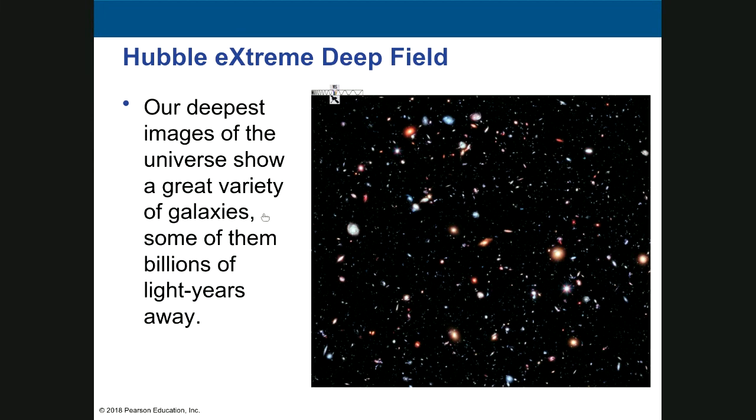So our deepest images show the great variety of galaxies, some of them billions of light years away. And in fact, we'll watch a video as soon as we introduce this section of different types of galaxies. I'll send you a link for a video to watch so we can get some perspective on different sized galaxies. I just want to see where a good cutoff point for that would be. Probably after this section. Okay, so let's take a look at some of the stuff we're seeing in this picture.